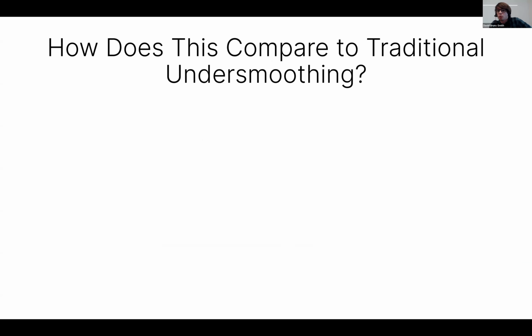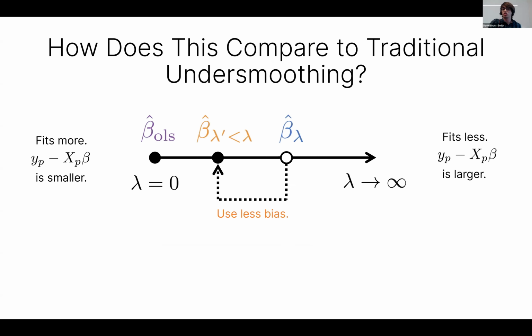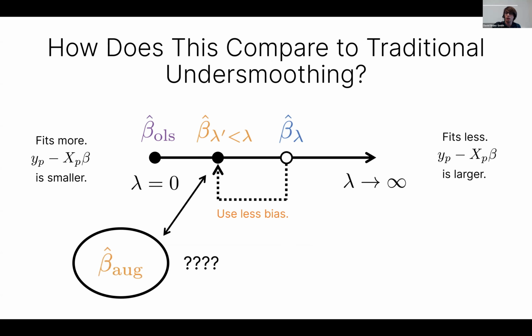So the natural question then is, well, how does this compare to traditional undersmoothing? It looks a lot like it. So in traditional undersmoothing, we just moved mechanically our machine learning estimator to be closer to beta OLS by choosing a smaller value of the regularization parameter. How does this compare to our beta aug? Both are moving towards OLS, but are they doing it in the same way? Is the question.